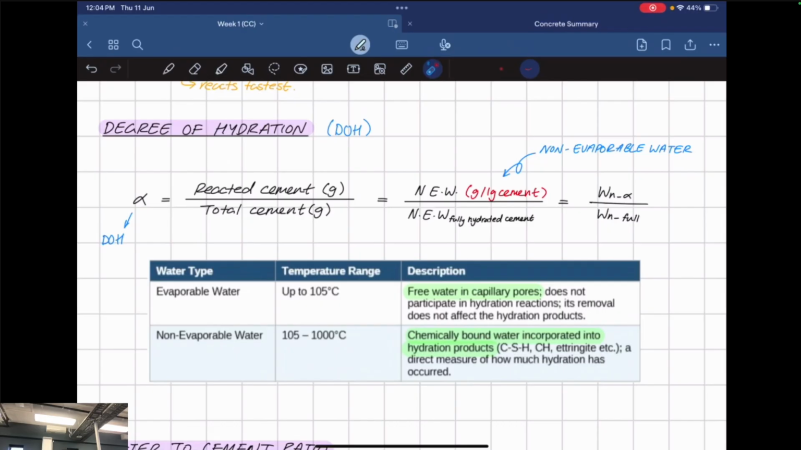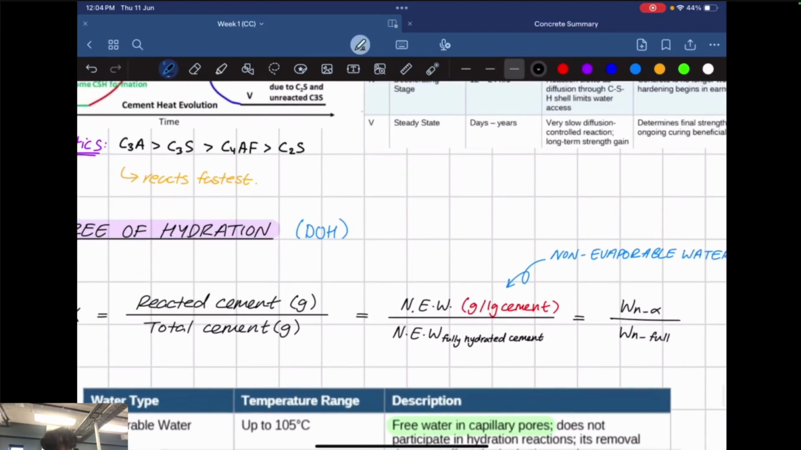Another new term that I'm going to introduce to you guys is evaporable and non-evaporable water, which I've explained down here. So evaporable water, you can imagine in a sample like this, it's going to have some voids. Evaporable water is the water that fills these voids. And what we can do is oven dry it to get rid of that evaporable water. So it evaporates water that can evaporate, essentially.